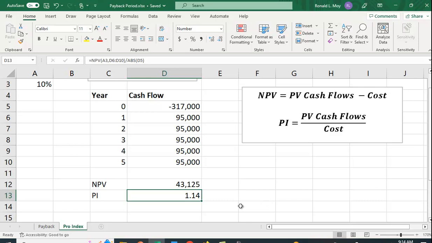So the profitability index tends to be popular when you're ranking projects. When you have a limited budget, you can look and see which ones generate the most dollar return per dollar spent on the project. So easy to calculate in Excel. And note that the two are very similar, except one subtracts the cost and one divides by the cost.